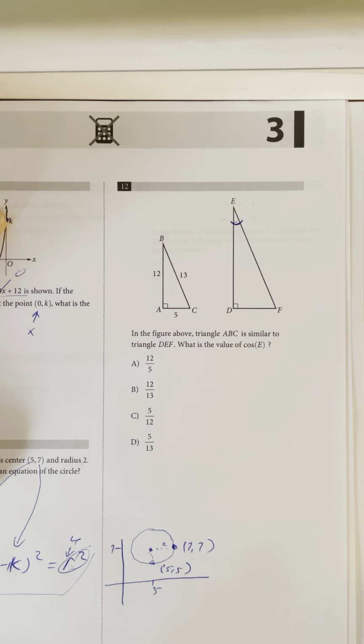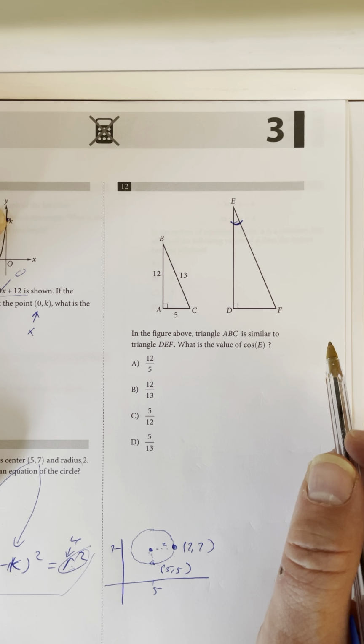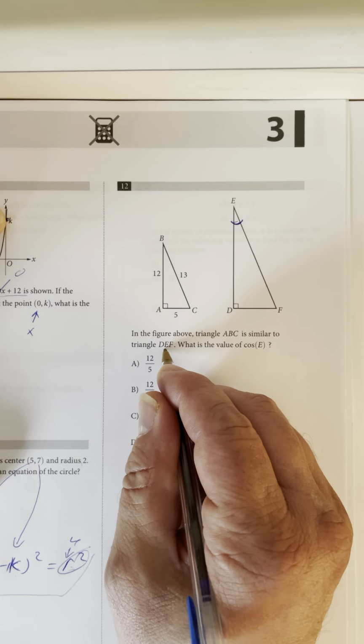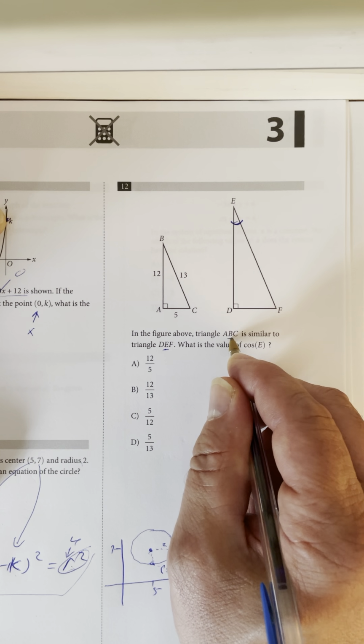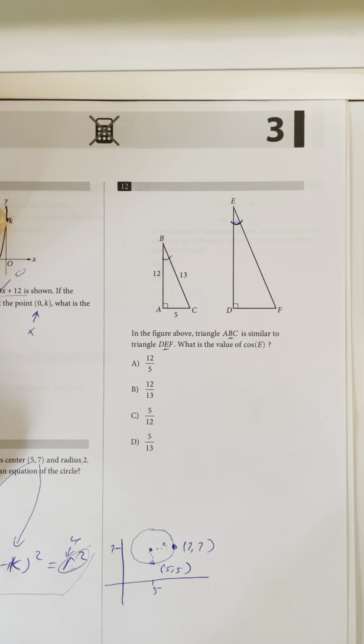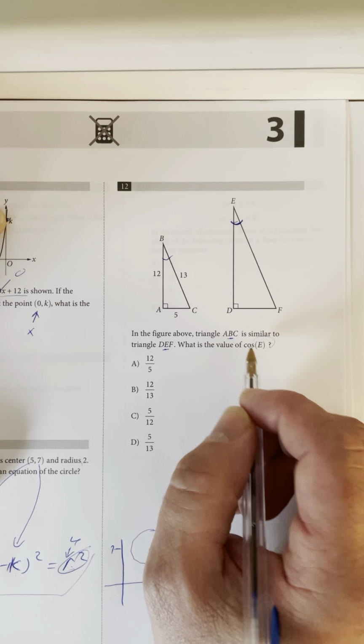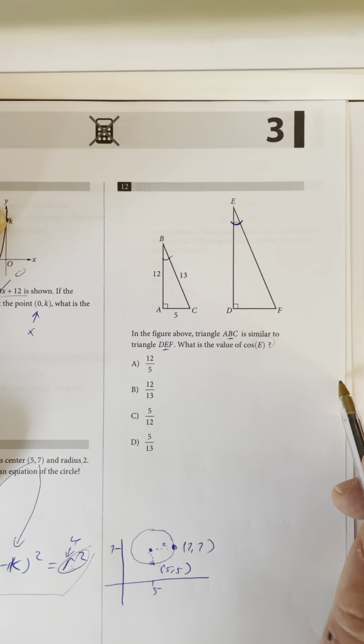The thing to know with similar triangles is that the angles are the same, okay? So E is going to be the same as B. These two angles are the same. And if the angles are the same, then the cosines of the angles are the same. So we can get the cosine of E by getting the cosine of B.